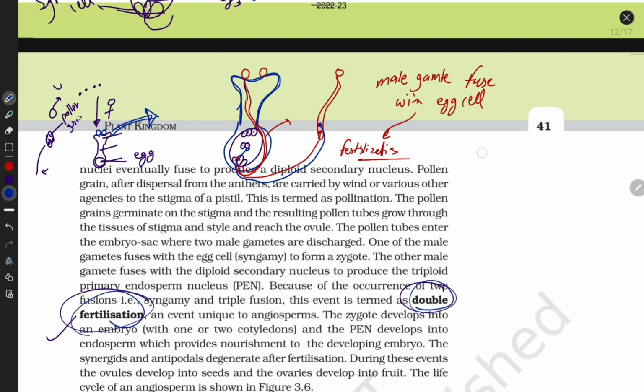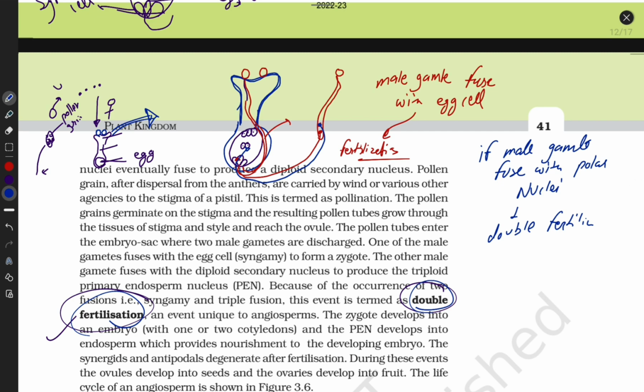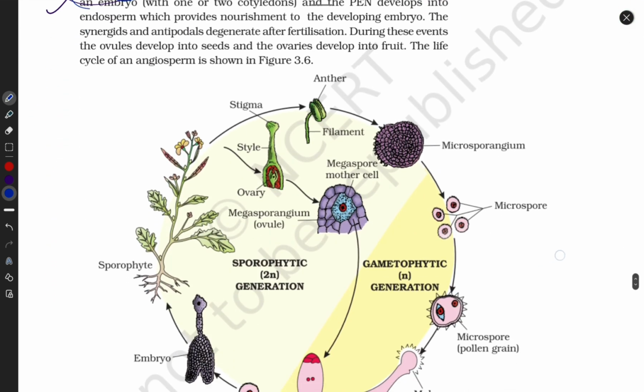I am writing here: if a male gamete fuses with polar nuclei, we call it what? Double fertilization. Now I think it's clear. You can better understand what fertilization is and what double fertilization is. Look at here.